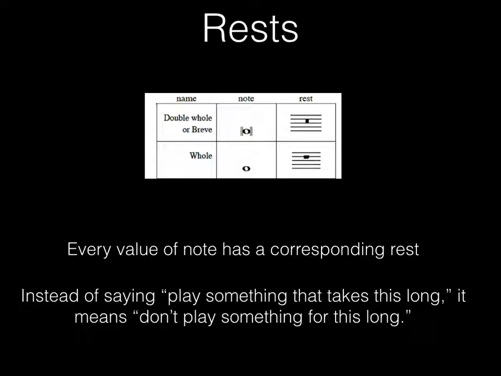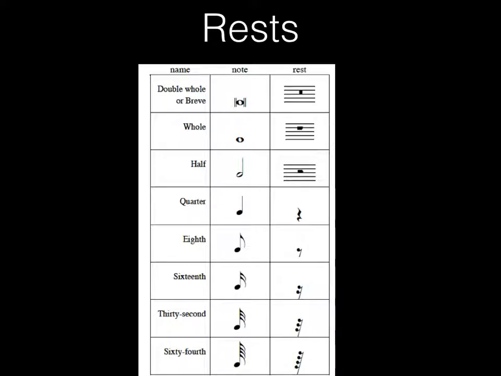Now the breve rest looks like a bar that fills in between two different lines. The whole rest is a bar that sits underneath a line, and we can keep on going down. The half rest looks like a bar that sits under a line. The quarter is a little squiggly. The eighth is a little flag that then you add flags to get the 16th, 32nd, and 64th notes.